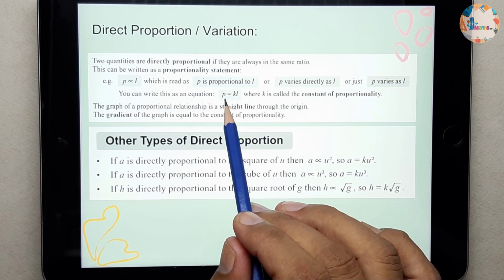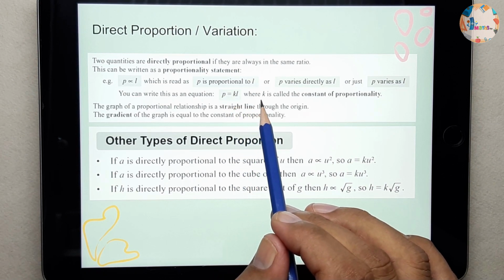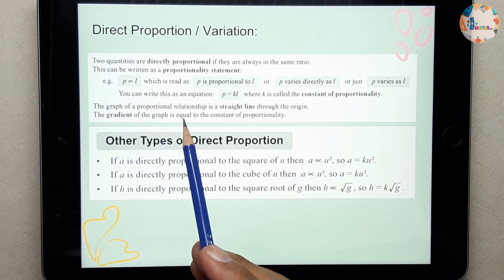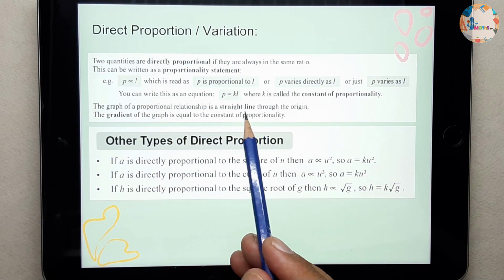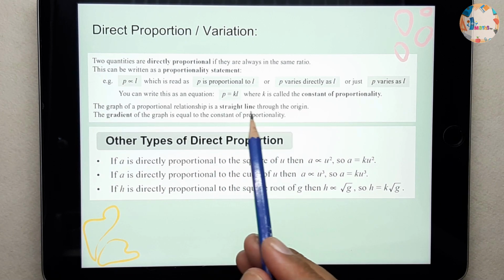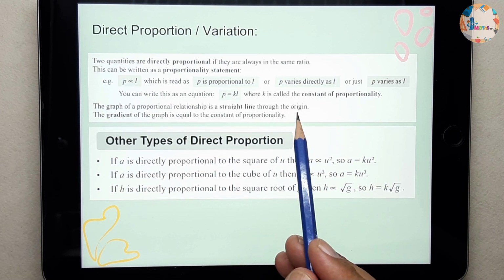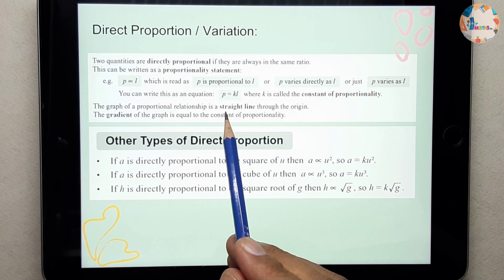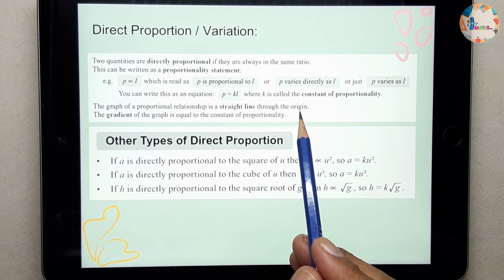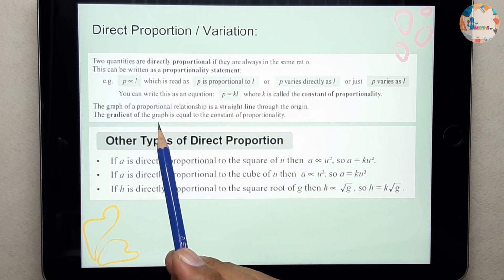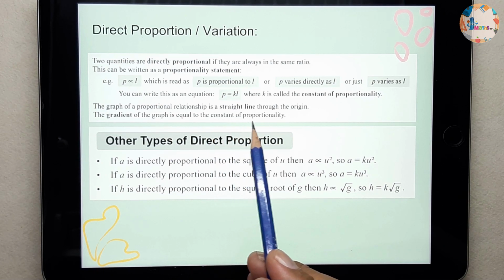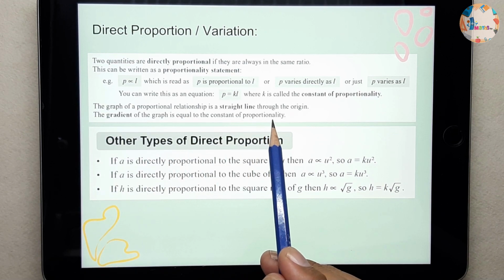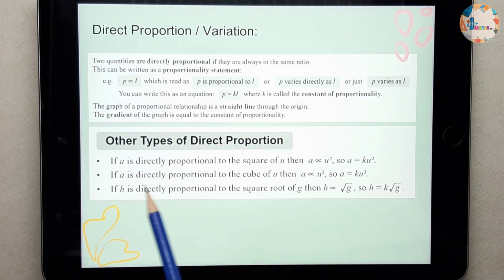You can write this as an equation: P is equal to KL, where K is the constant of proportionality. The graph of a proportional relation is always a straight line passing through the origin, so both conditions are satisfied. It will be a straight line and it will pass through the origin as well. And the gradient of the graph is equal to the constant of proportionality.